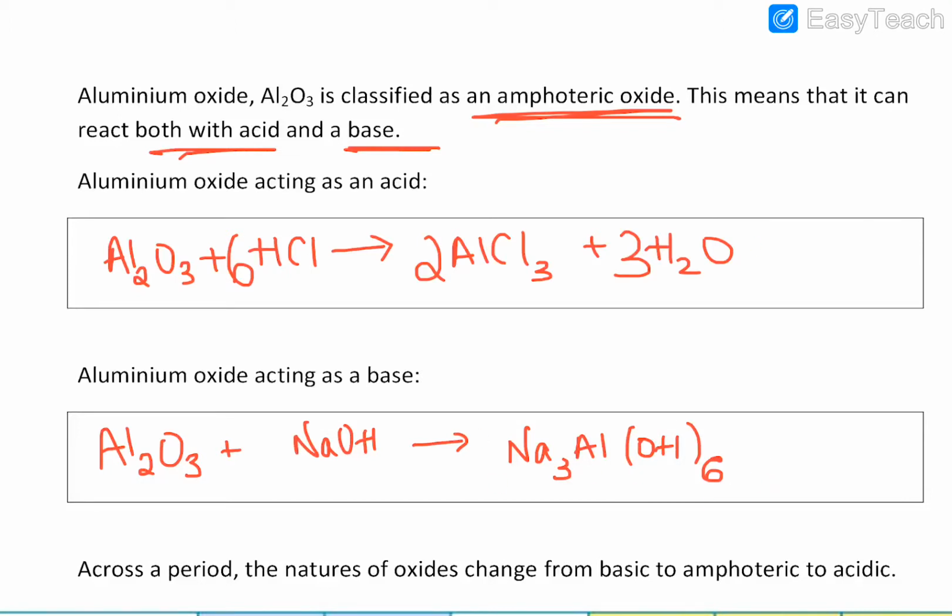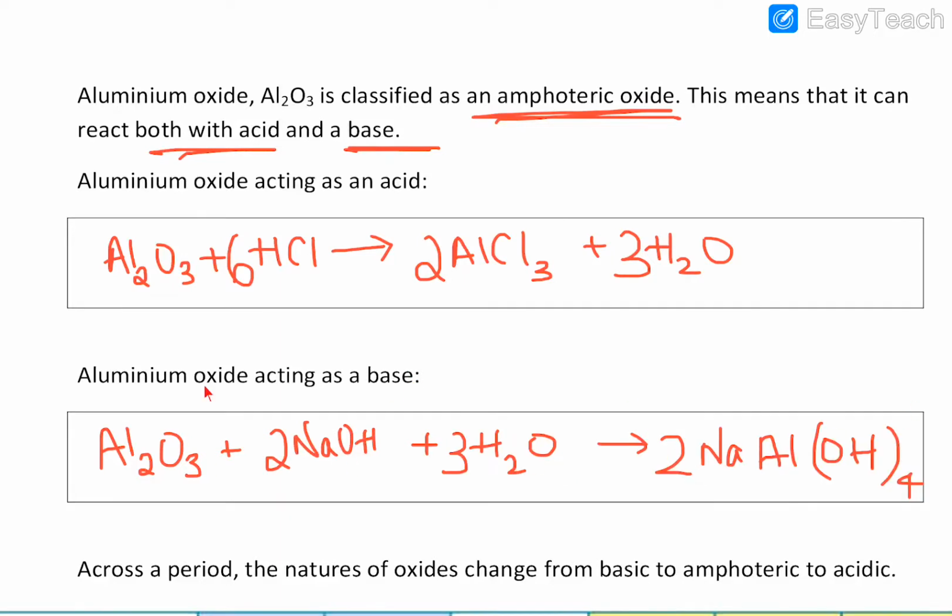You actually don't really need to know the equations for this one. You just need to know that it reacts both with an acid or a base. Okay, here you go. This is a better equation where you have the sodium hydroxyaluminate salt, but like I said, you don't need to know the equations by heart. You just need to know that it is amphoteric. Aluminium oxide is amphoteric. It will react both with acid and base.